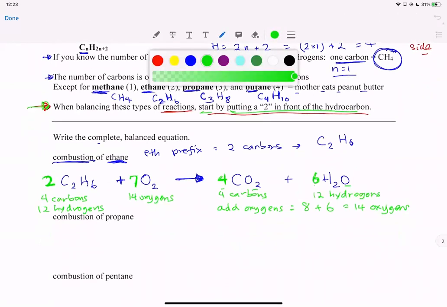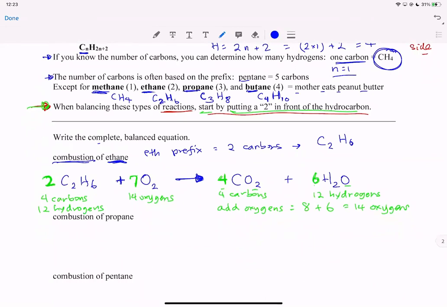Okay, so it starts with writing the chemical equation from the chemical formulas. So you have a combustion reaction again. This time it's propane. So the prop prefix in the mnemonic mother eats peanut butter is 3 carbons. 3 carbons means your chemical formula is C3. To figure out the number of hydrogens, it's 3 times 2 plus 2, or H8. So this is propane. C3H8 is the hydrocarbon that's being burned in the combustion reaction.